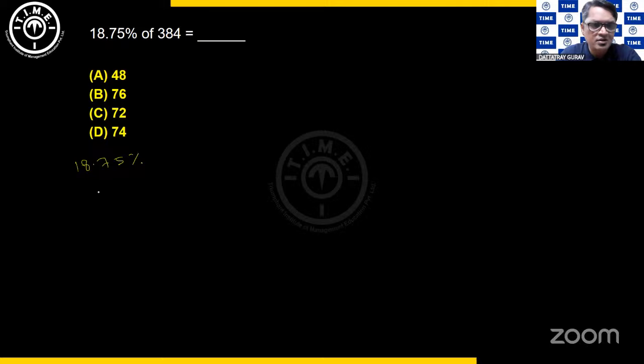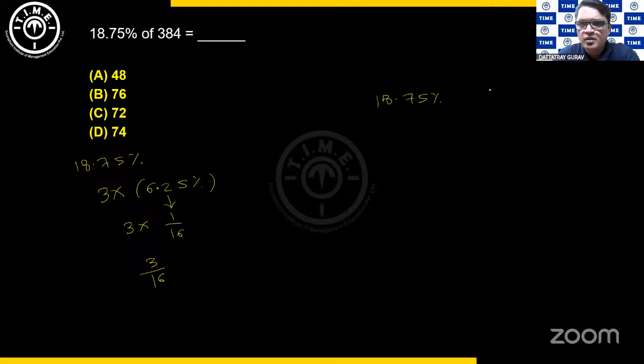18.75% is nothing but 3 into 6.25%. But what does 6.25% mean? It is 1 by 16. Indirectly it becomes 3 by 16. So you have to remember this. What is 18.75? It means 3 by 16. 18.75% means 3 by 16.